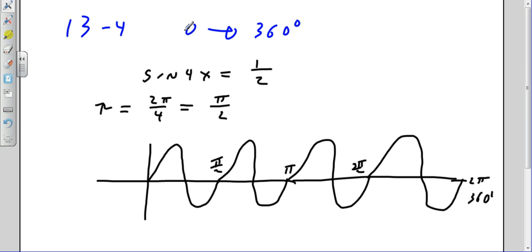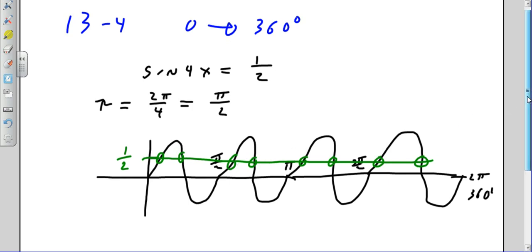Okay, so I want all the answers from 0 to 360 degrees of 1/2 when that function is equal to 1/2. So I would come up here to 1/2, and I would draw a line across, and I see I have 1, 2, 3, 4, 5, 6, 7, 8. 8 different answers.